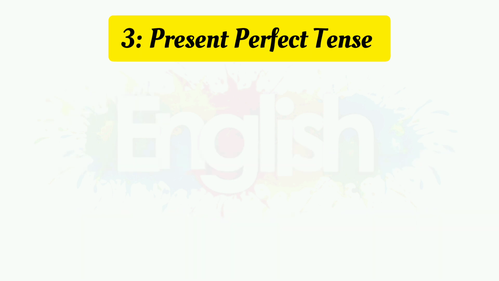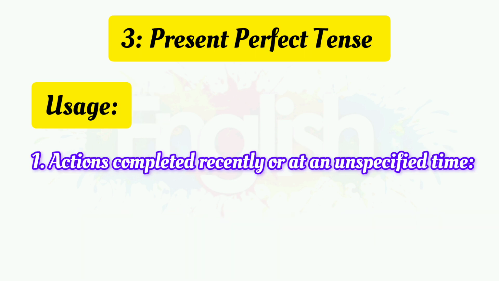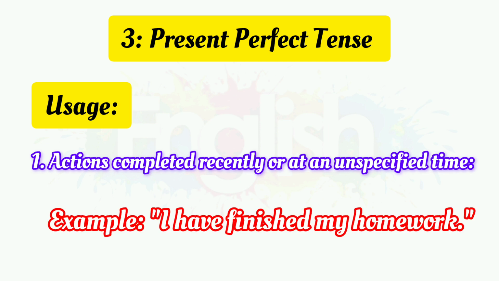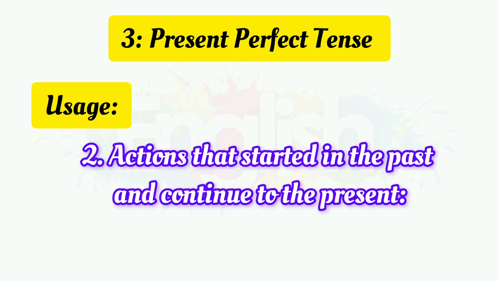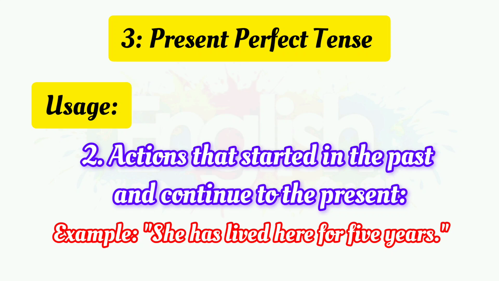3. Present perfect tense usage. 1. Actions completed recently or at an unspecified time. Example: I have finished my homework. 2. Actions that started in the past and continue to the present. Example: She has lived here for 5 years.